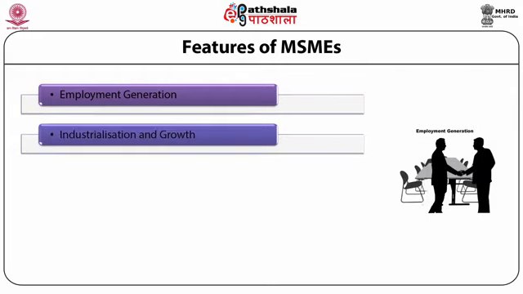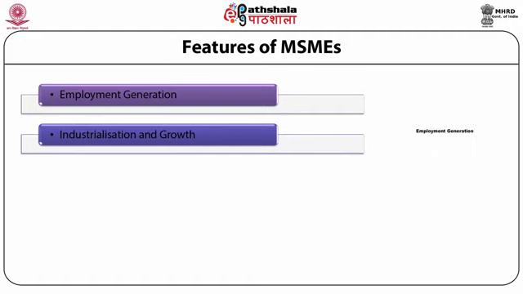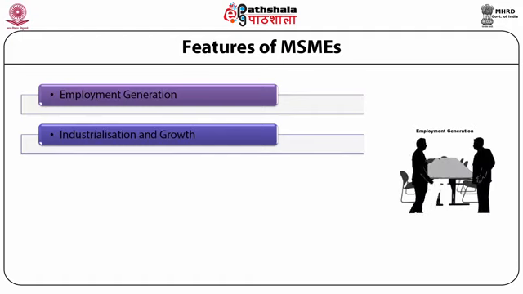Secondly, industrialization and growth. Small and medium scale industries are easy to establish. Their number is usually very large. These firms promote industrialization and contribute to economic growth through the production of a wide variety of goods and services. Because of this contribution, most governments maintain institutional arrangements, facilities and incentives in the area of finance, infrastructure, production, and marketing for their growth.